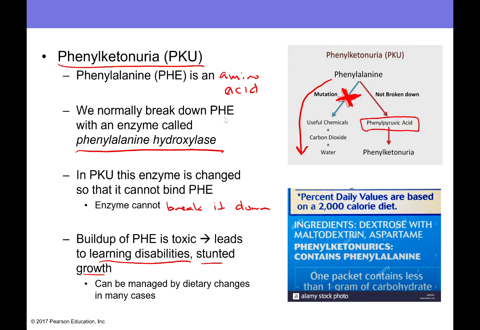In fact, if you ever look on the back of a diet soda, so Diet Pepsi or Diet Coke or whatever, there will be a warning on it for phenylketonurics that it contains phenylalanine. So if people with PKU drink that diet soda, they'll accumulate this phenylalanine, and their body can't break it down. And so they have to avoid things like diet sodas because they have phenylalanine in them. And you can see that here on this label.